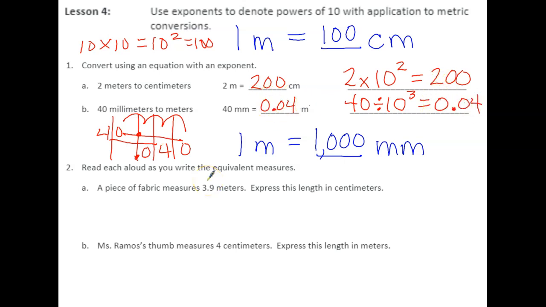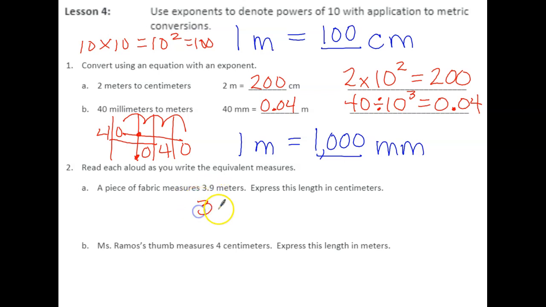All right, so number 2, read each aloud as you write equivalent measures. So a piece of fabric measures 3.9 meters. Express it as centimeters. So we're going to express the length as centimeters. We're going from meters to centimeters. So we're going from larger units. Remember, 1 meter is 100 centimeters. So we know 3 meters is going to be 300 centimeters. But now we have 300 and what? Because we're almost at 4.